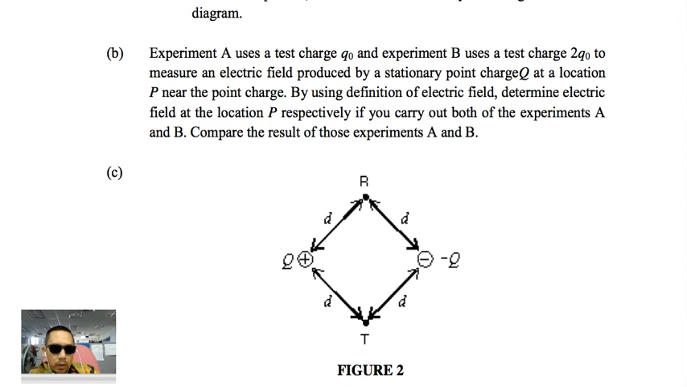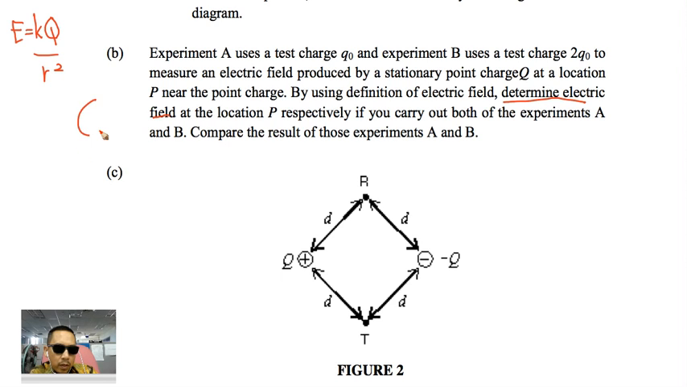So we go to number 2B, experiment A, which uses 2 Q naught and Q naught. The question asks you about the electric field. According to the equation, the electric field E is equal to K Q over R square.